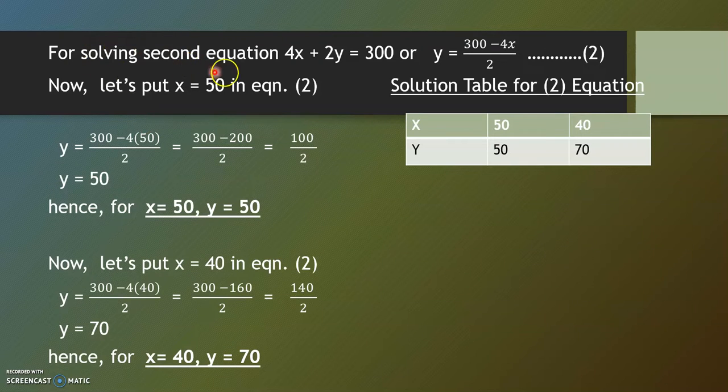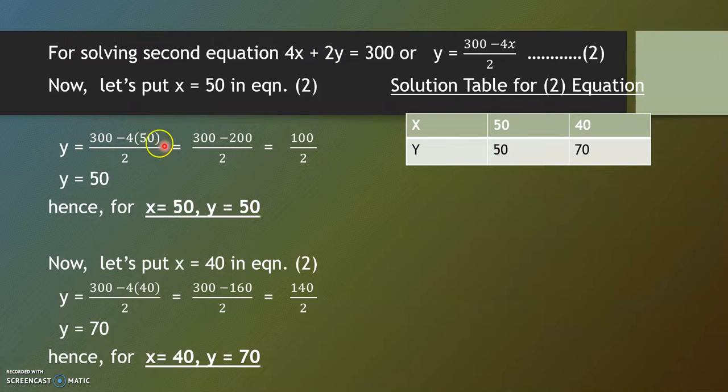For solving the second equation 4x plus 2y is equal to 300, you have to convert this into a simpler form first. इसलिए हमने क्या किया है, y is equal to 4x को पहले तो right hand side पर भेज दिया है तो it will be 300 minus 4x और 2 जो था इसमें multiplication में था तो वो divide में चला गया. So your equation has reduced to this form. Now let's put x is equal to 50 in the second equation. जब आप equation second में 50 रखेंगे तब देखिए y की value क्या vary होती है.